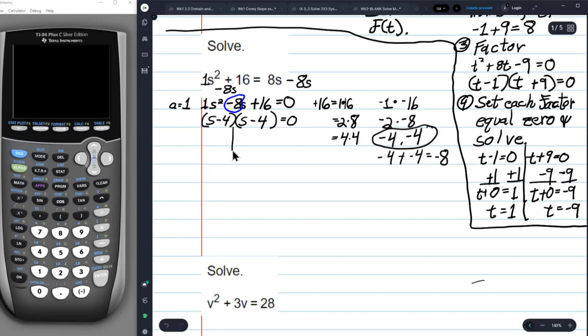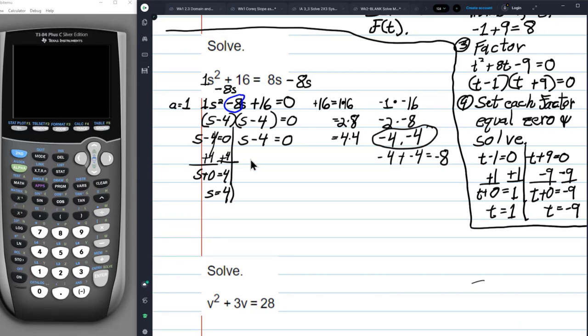Then I set each factor equal to 0 and solve. Yes, but they're identical, aren't they? So I'll get exactly the same answer. But let's go through it. I add 4 to both sides. Negative 4 plus 4 is 0. S plus 0 equals 4. So S equals 4. Now, exactly the same thing is going to happen over here, because they're identical.